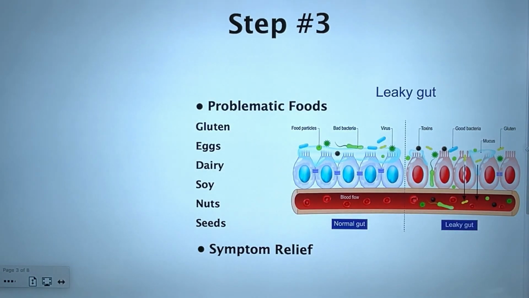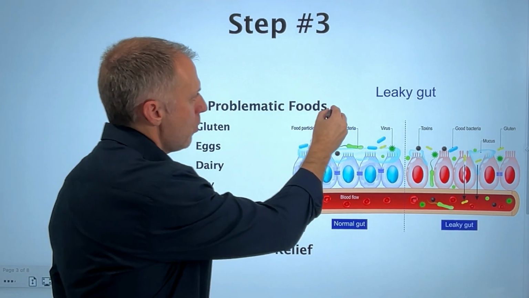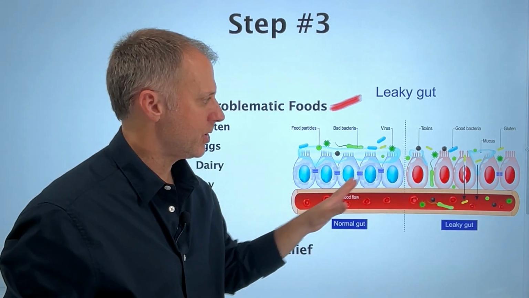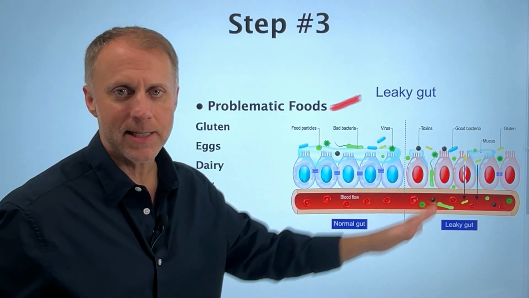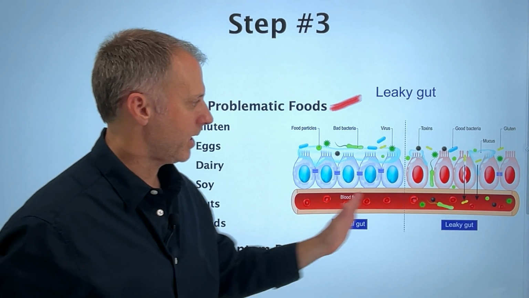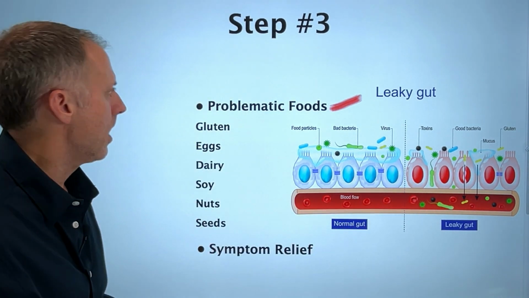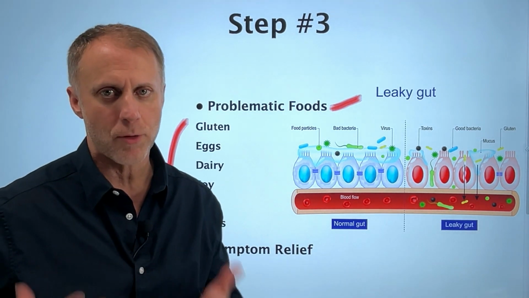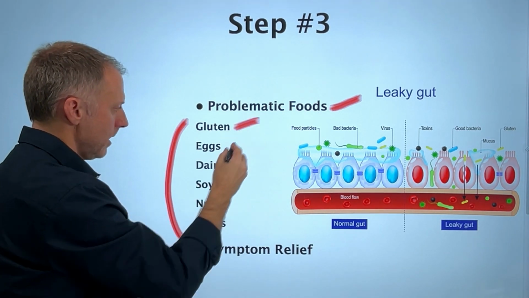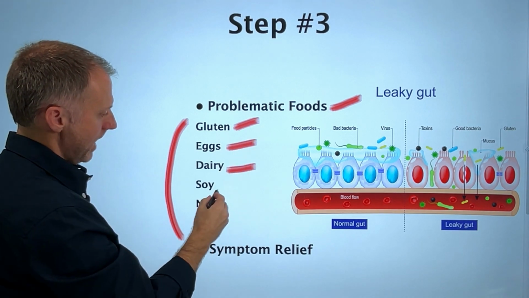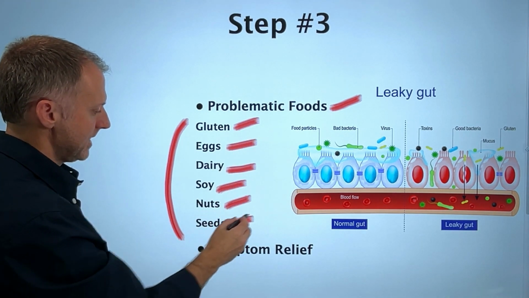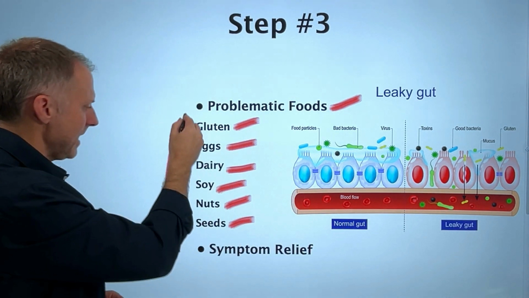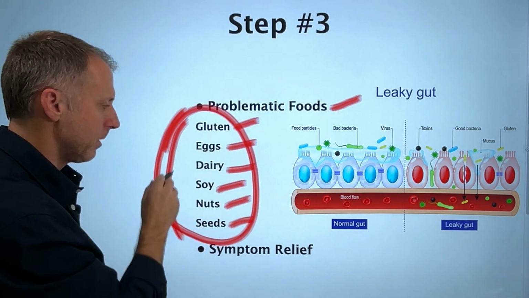So step number 3, this step was to remove the problematic foods. Because while you're working on improving all these issues, that's not going to happen by Thursday. This is going to take some time to restore digestion and improve these junctions and such. But we can remove the foods that seem to be most commonly problematic. Things like gluten and eggs and dairy and soy and nuts and seeds. And some other people might have problems with like nightshades and some other things like this. But these seem to be the most common problematic foods.